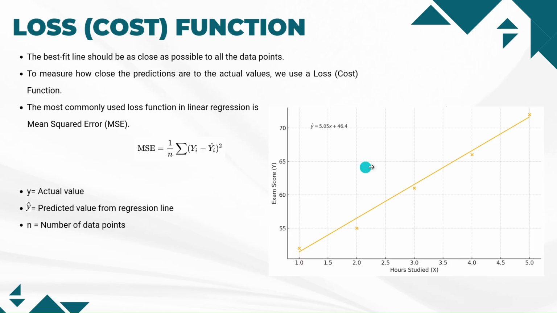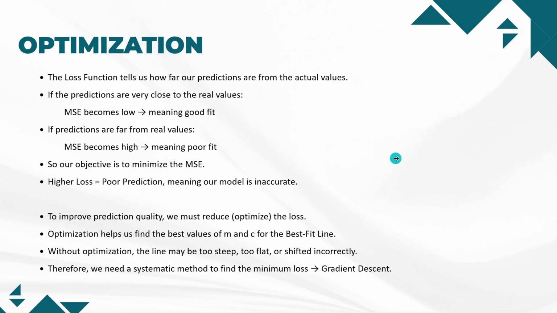Now that we understand what loss is, we must ask, why do we need to optimize the loss function? As we know, the loss function tells us how far our predictions are from the actual value, and when we first choose the values of m and c, they cannot always be correct, which means that our prediction will be inaccurate and could cause us high losses. So if the predictions are very close to the real values, the MSE becomes low, which means it is a good fit. And if the predictions are far from real values, the MSE becomes high, which means it is a poor fit.